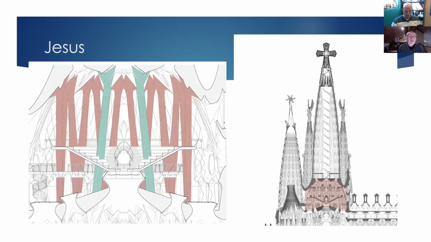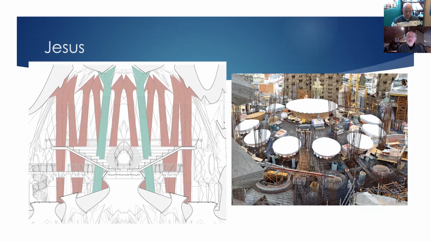Can you see the hyperboloids in this? There's one right in the center. There are two on each side of that. And then there are some further out from that. This is what it looks like during construction. So that big opening in the center is that central hyperboloid. The ones around it are the hyperboloids around this shape.